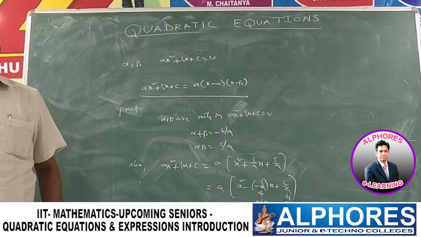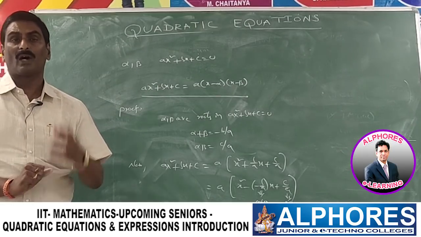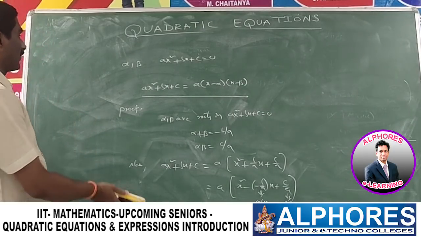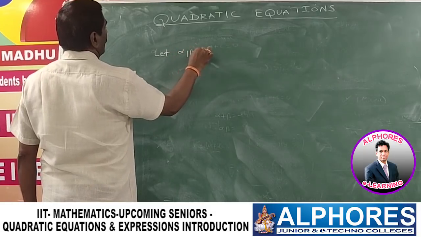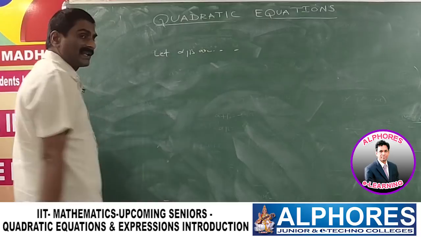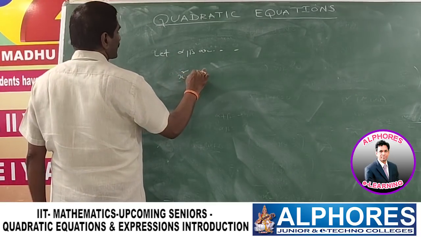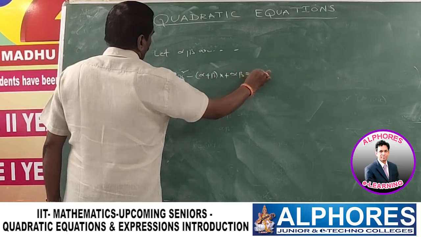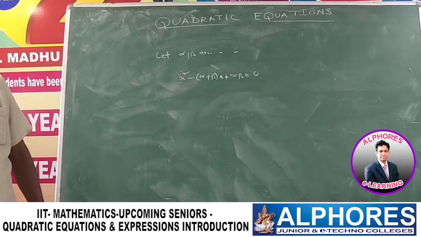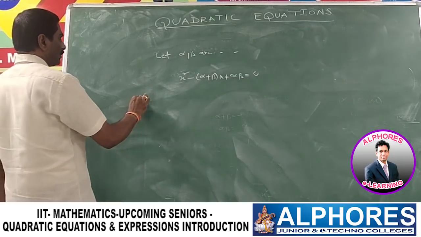Next, formation of the quadratic equation when roots are given. Let alpha, beta be the two roots of the quadratic equation. Then its equation is x square minus (alpha plus beta) into x plus alpha beta is equal to 0.